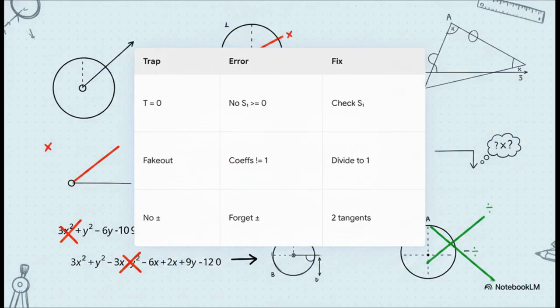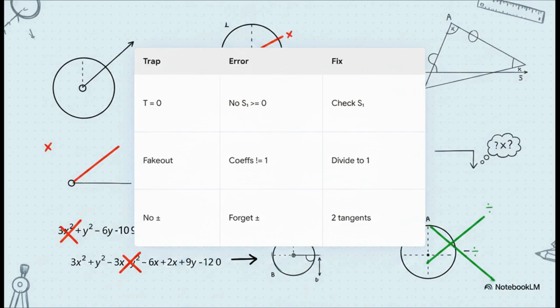Sure, the formula T equals 0 generates a tangent line perfectly, but only if the point you're using is actually sitting on the circle. If the point is hovering somewhere outside, T equals 0 gives you a chord of contact instead. If the point is inside, it gives a random chord, not a tangent. You absolutely must verify S sub 1 first.